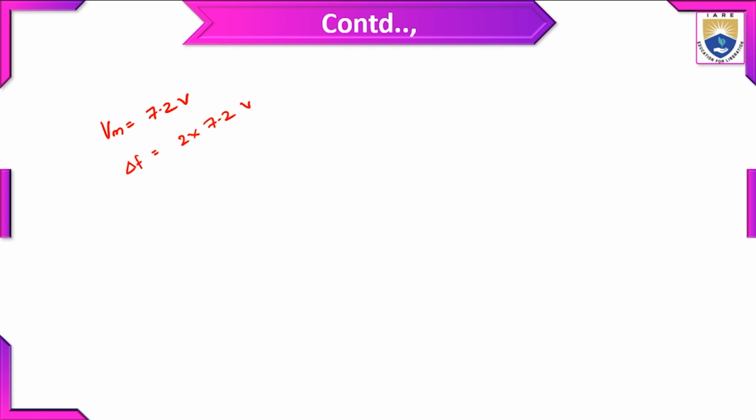Kf is 2, so 2 into Vm, the same formula. The frequency deviation delta F is 14.4 kilohertz when the audio voltage is increased from 2.4 volts to 7.2. Similarly, when Vm is increased to 10 volts, delta F is 2 into 10, 20 kilohertz. So we have 3 cases: initially the audio frequency voltage is 2.4, then it is raised to 7.2, and again raised to 10 volts.